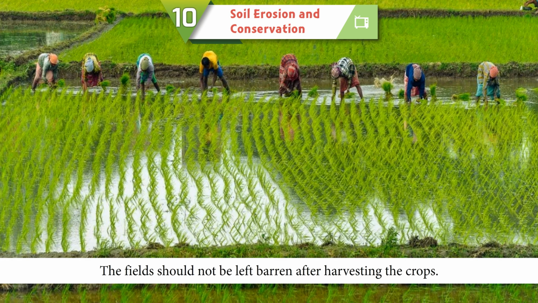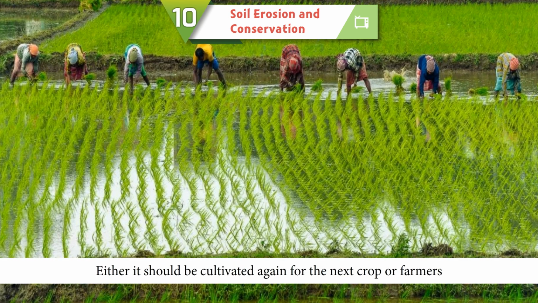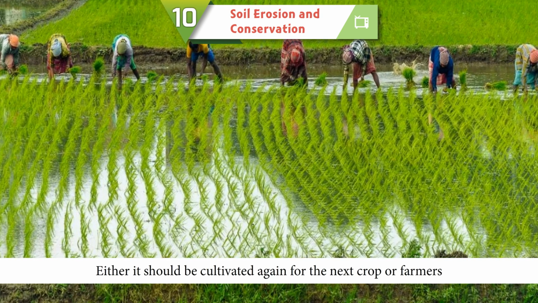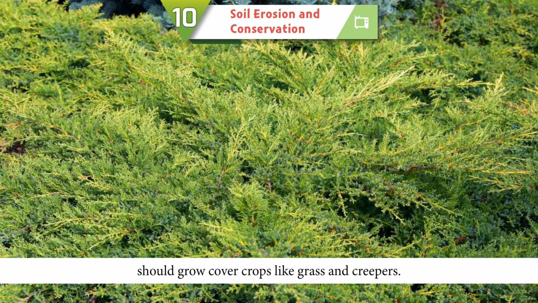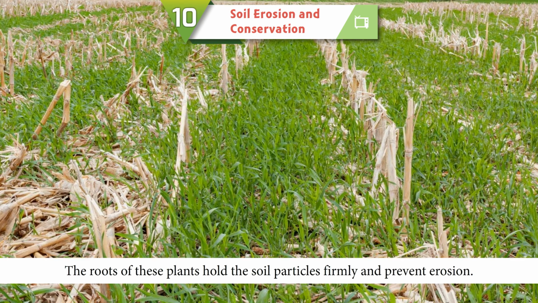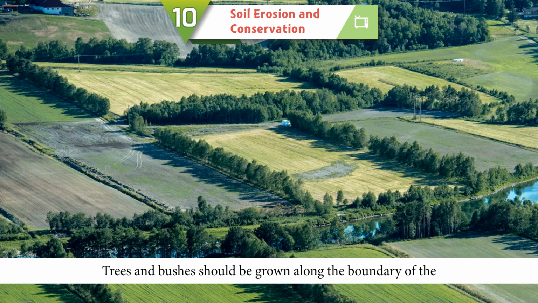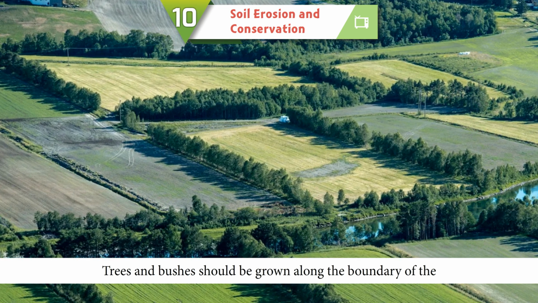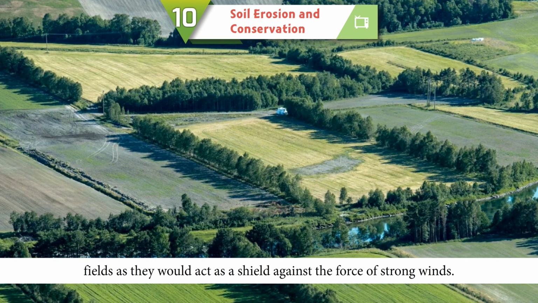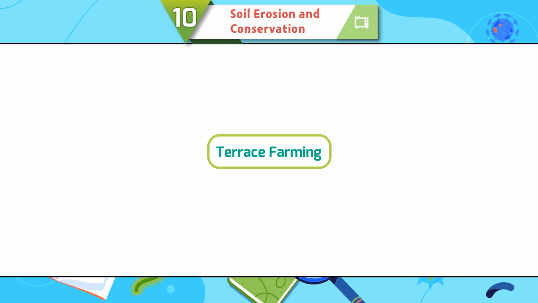Cover crops. The fields should not be left barren after harvesting the crops. Either it should be cultivated again for the next crop or farmers should grow cover crops like grass and creepers. The roots of these plants hold the soil particles firmly and prevent erosion. Trees and bushes should be grown along the boundary of the fields as they would act as a shield against the force of strong winds.